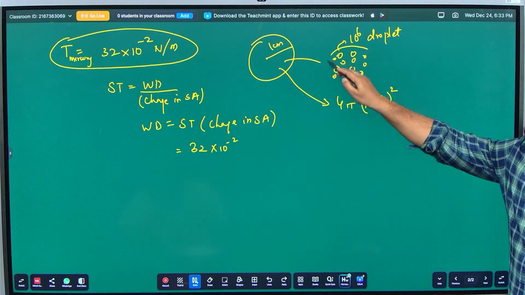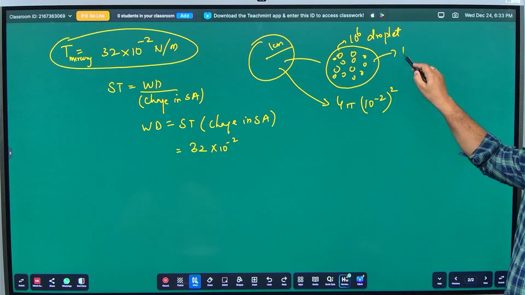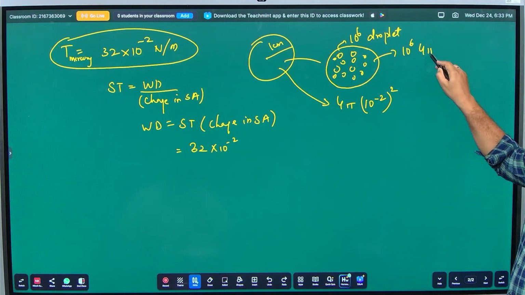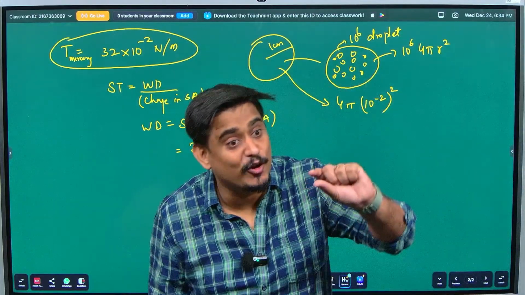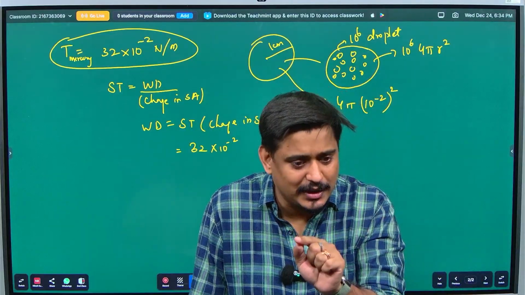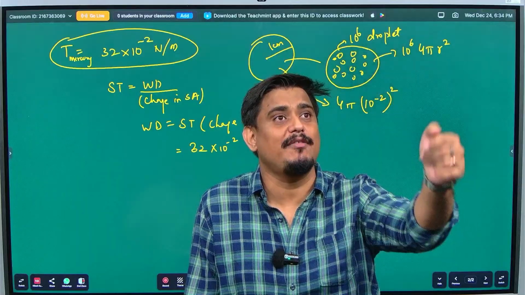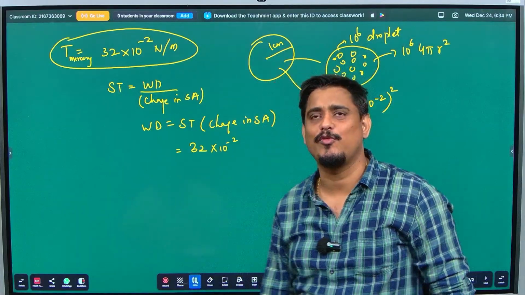There are 10 to the power 6 droplets. The area will be 10 to the power 6 times 4 pi r square, where I don't know the value of this r. I am finding the area of each droplet: one drop has 4 pi r square, so 10 to the power 6 droplets have 4 pi r square times 10 to the power 6. Now the question is, how do you find this r value, which is not given?